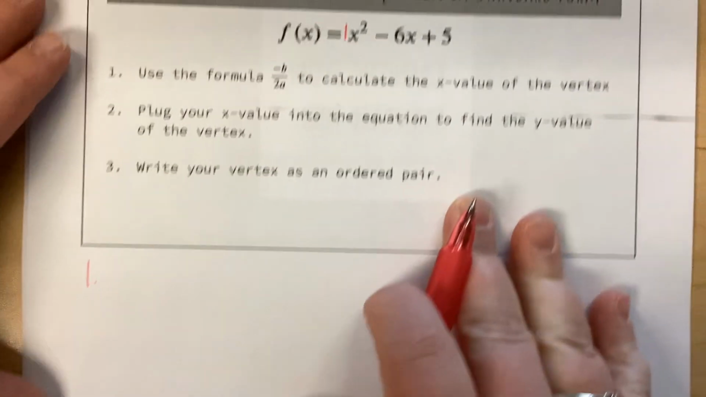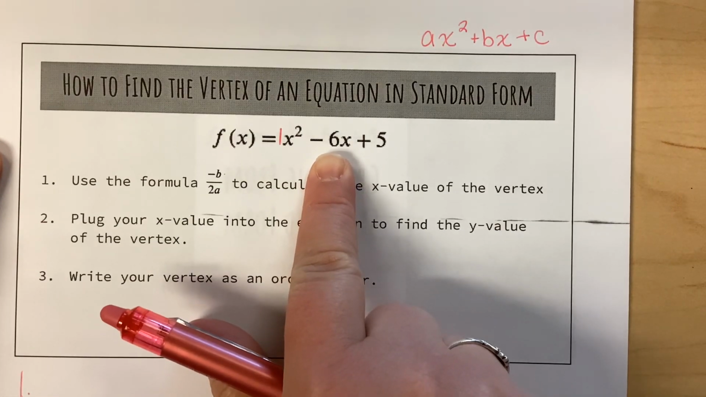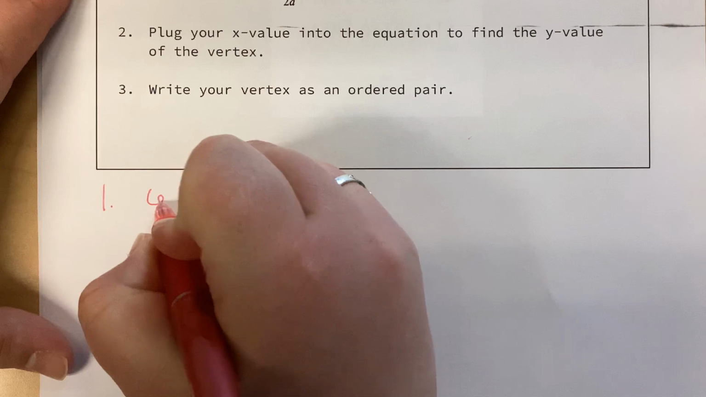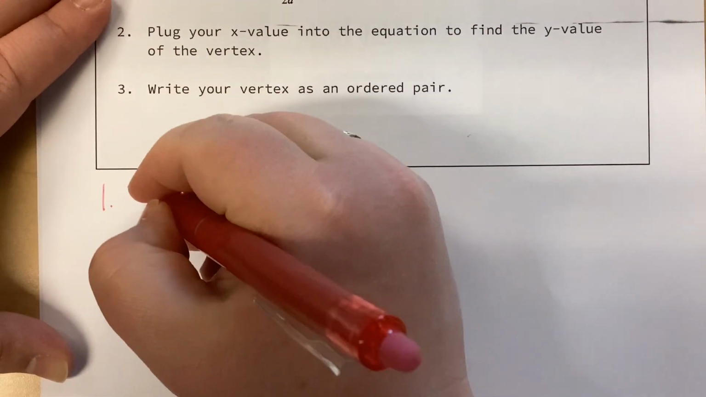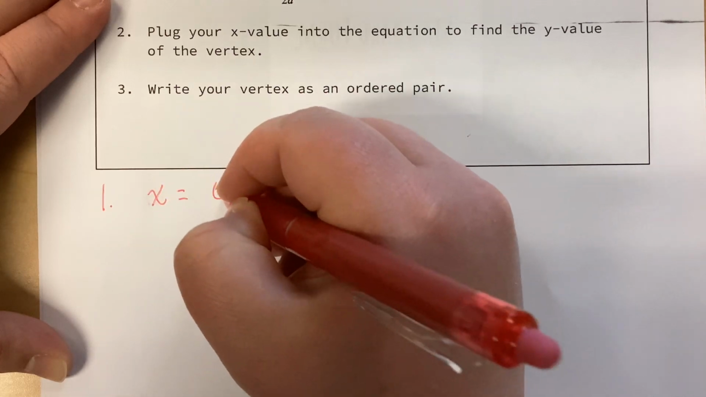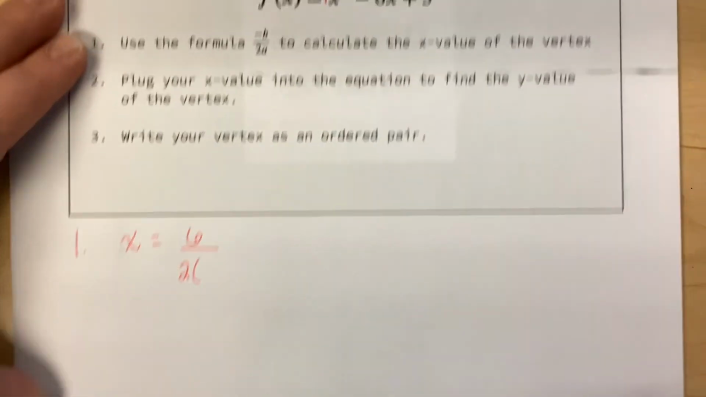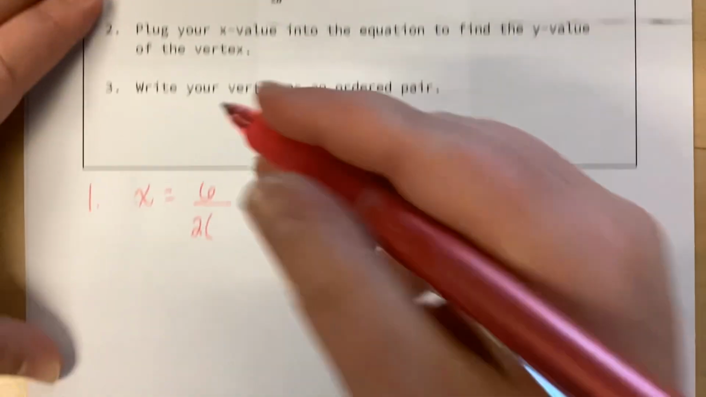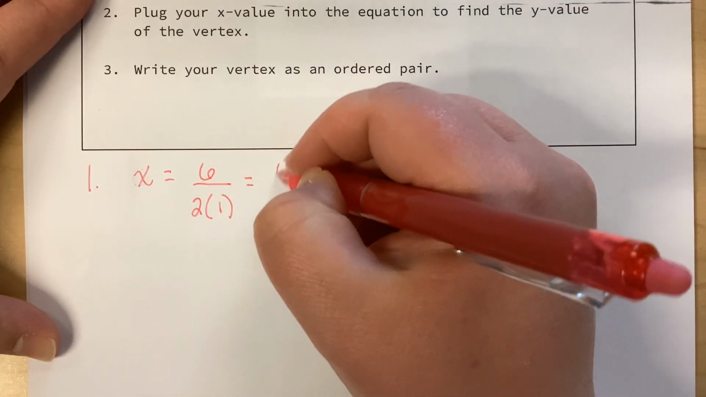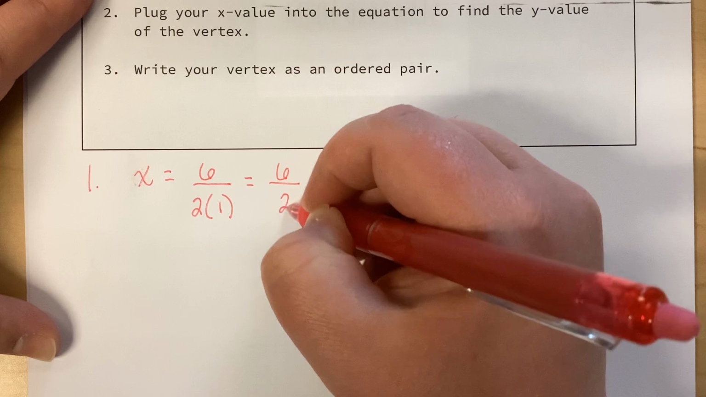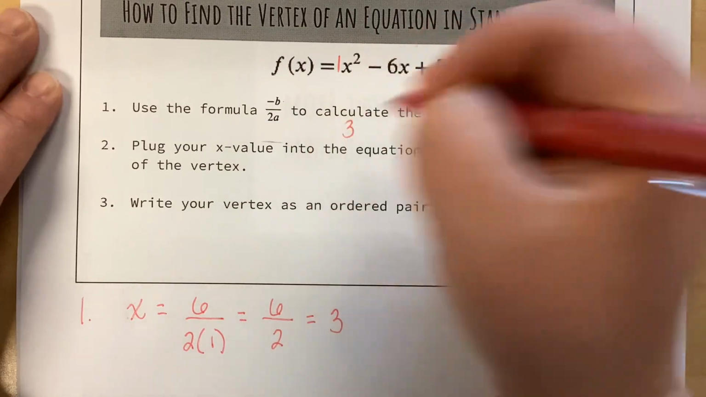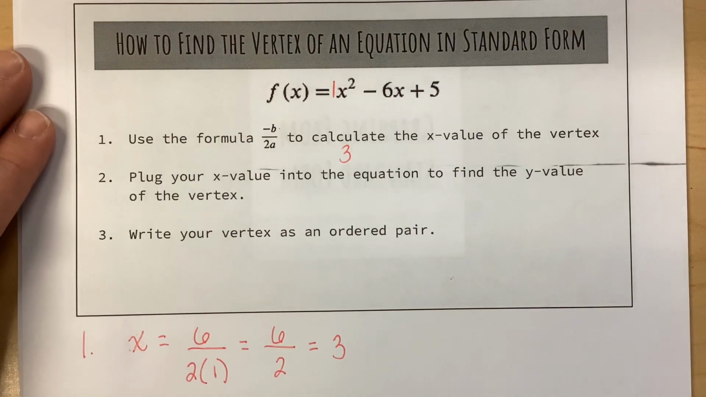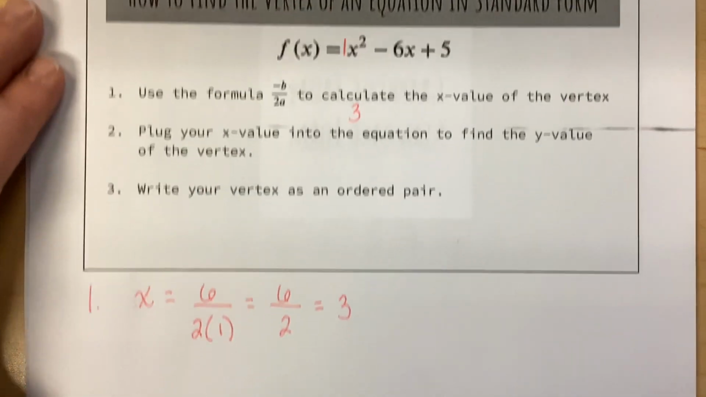So the opposite of b, if my b is -6, the opposite of that is +6. And this is actually going to give us the x value of our vertex. So x is 6 divided by 2 times our a, which again is 1. So we have 6 divided by 2 times 1, which is 2, meaning that the x value of our vertex is 3. Then, just like factored form, to find the y value of your vertex, you take the x and plug it in to find your y.